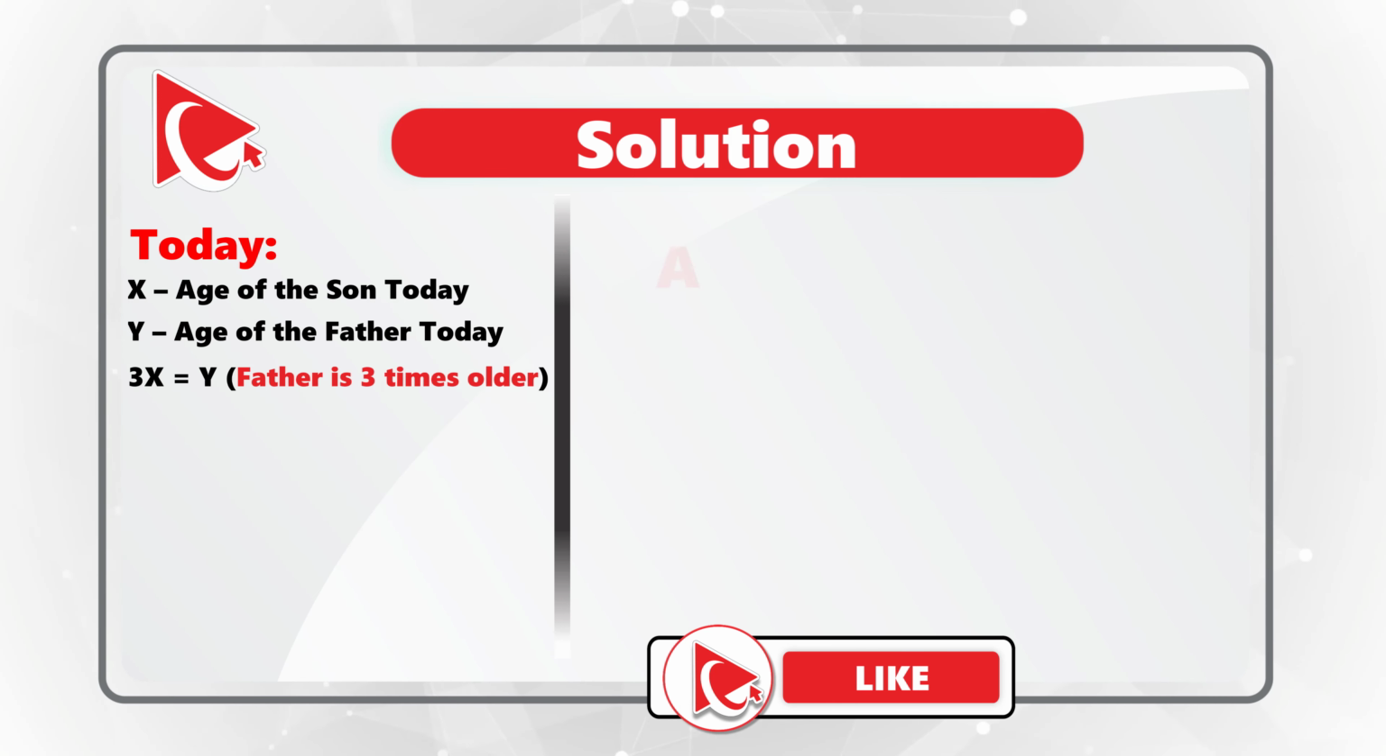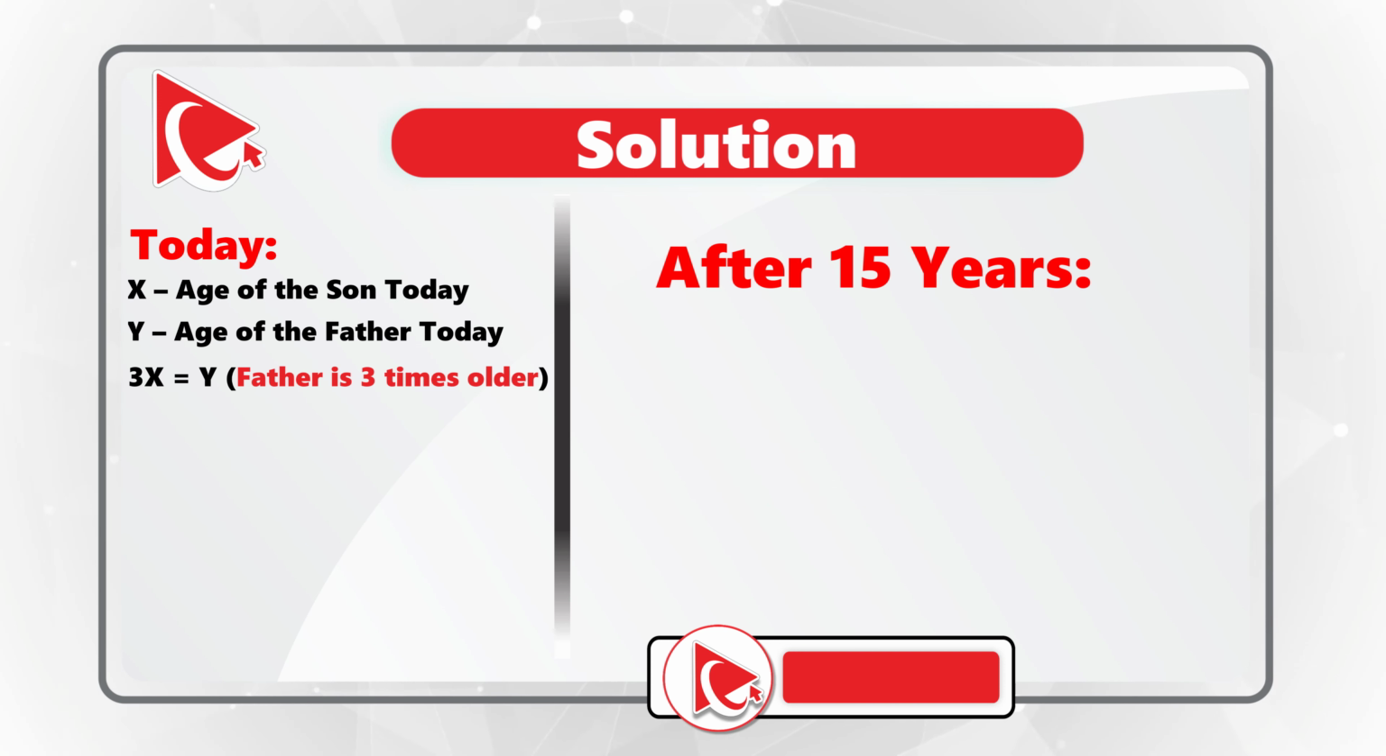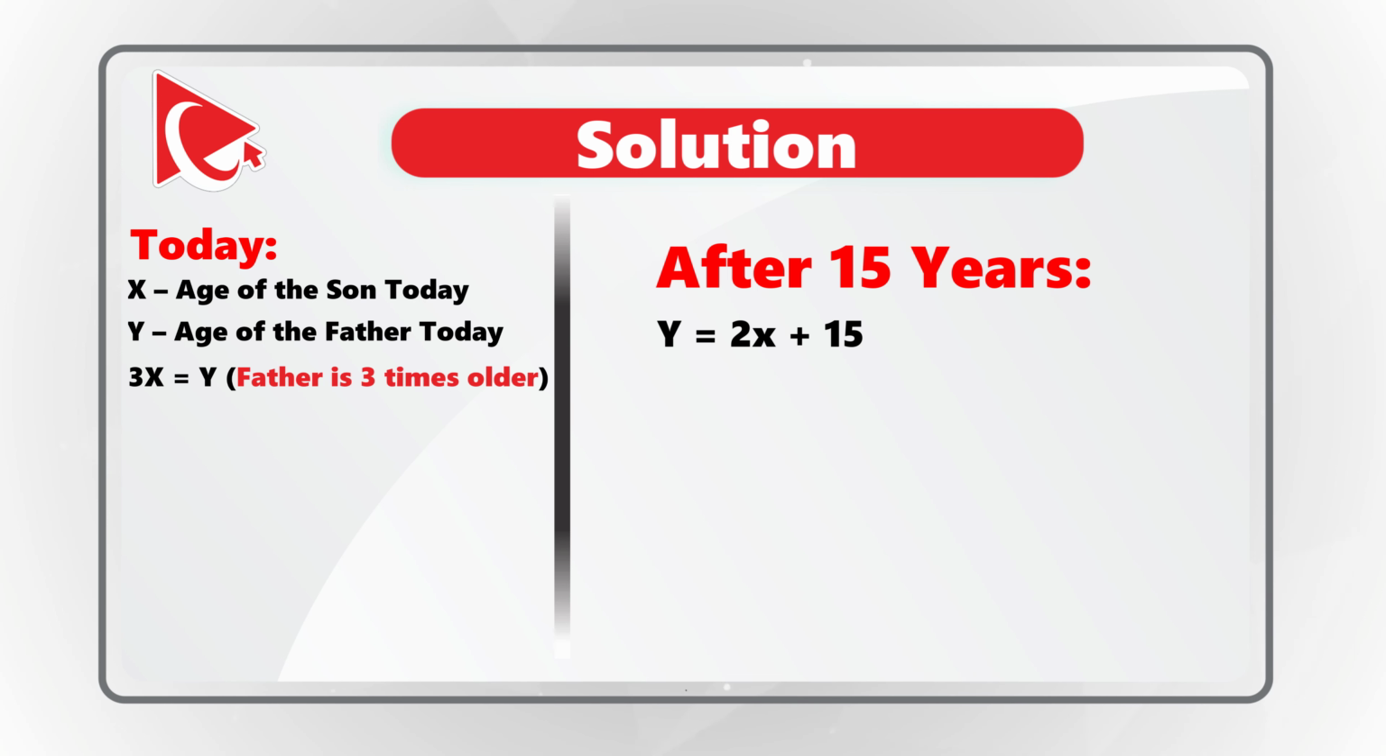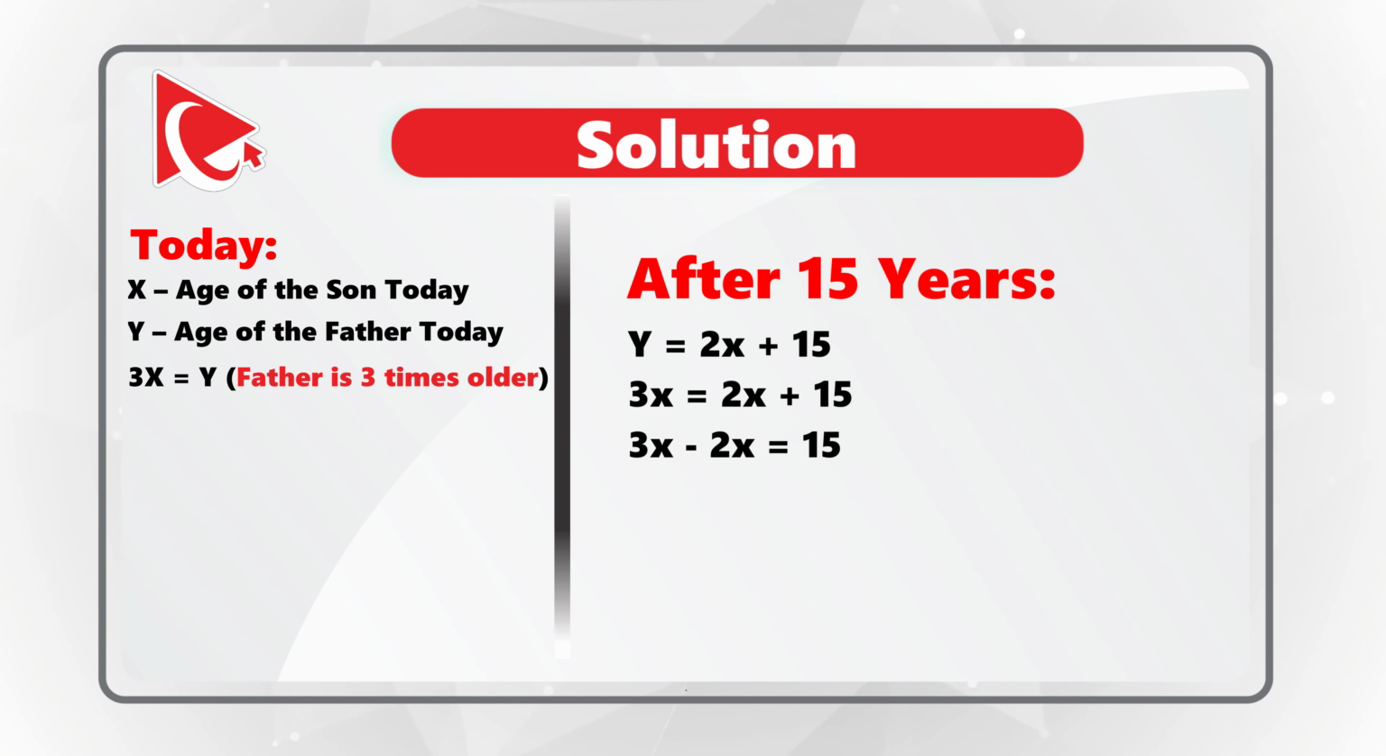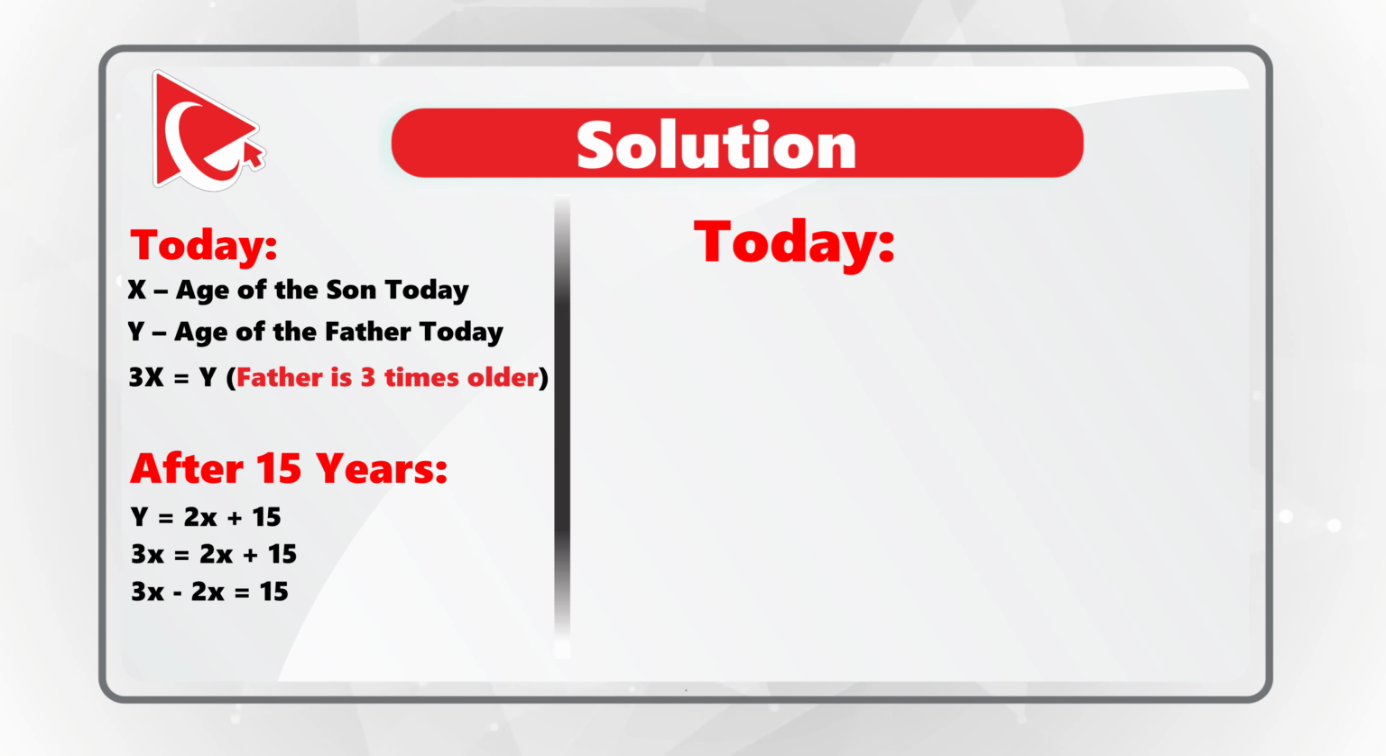After 15 years, our expression will be different. The new expression will be y equals 2x plus 15. Because in both cases y is the same, we can build a new expression: 3x equals 2x plus 15. Once we simplify, 3x minus 2x will equal 15. And after completing the calculations, x will be equal to 15 and y will be equal to 45.